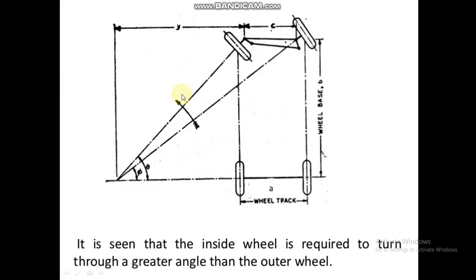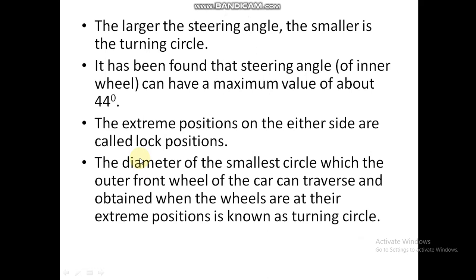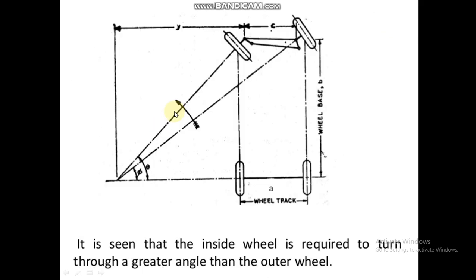One of the most important formulas you have to remember is cot phi minus cot theta is equal to C upon B, where phi is the angle of outside lock and theta is the angle of inside lock. B is the wheelbase and C is the pivot center.